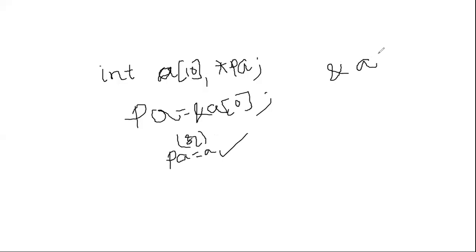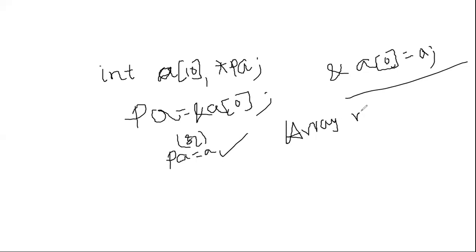Ampersand a of 0 is equal to a, they are the same. Why are we saying a is equal to ampersand a of 0? Because the array name itself is the starting element address.